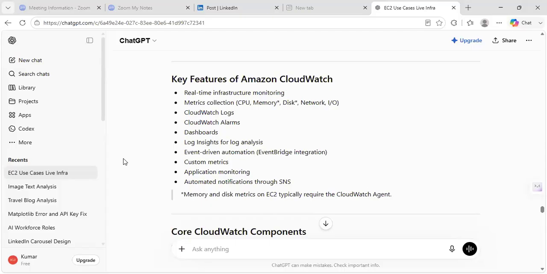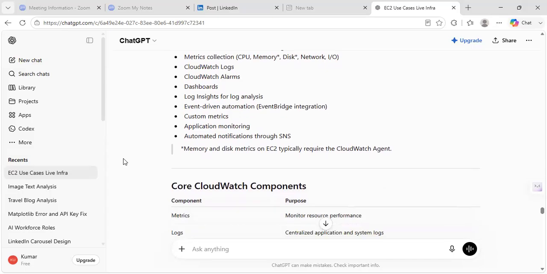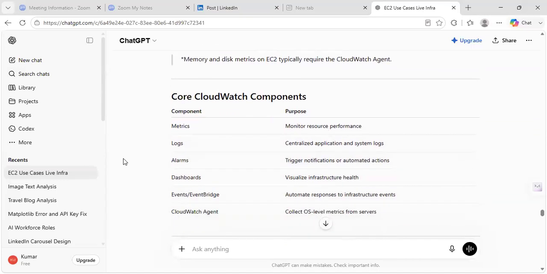Event-driven automation is there. EventBridge integration can be there. Then custom metrics can be there. So as per the dashboards, you will get the metrics. Then application monitoring is there. Automated notifications through SNS are there. Then memory and disk metrics on EC2 typically require the CloudWatch agent. So here, your memory status will be shown, disk metrics also, disk usage, then whatever EC2 operations are there, all those can be applied under CloudWatch components.